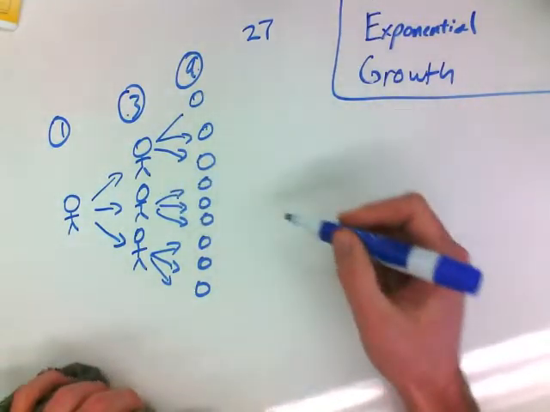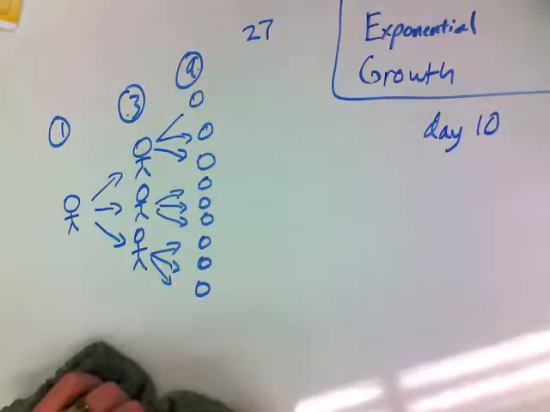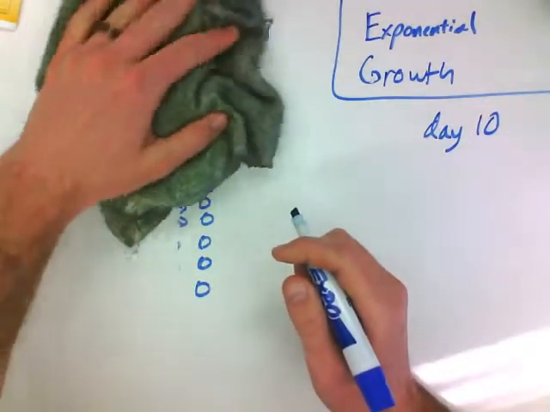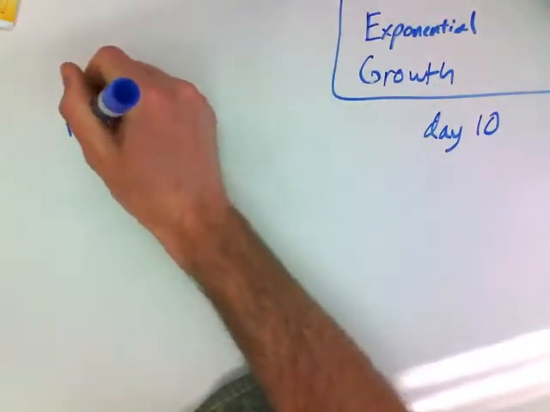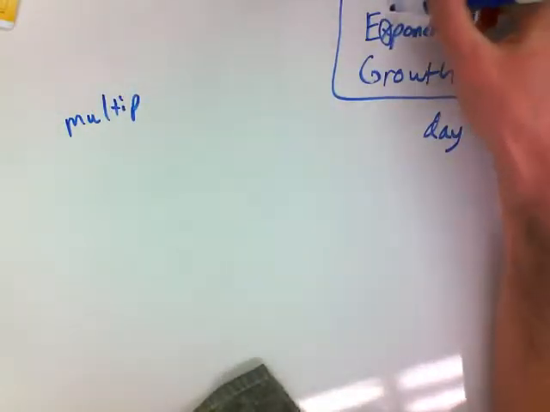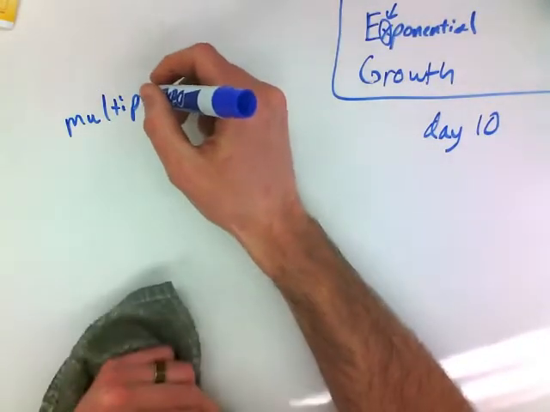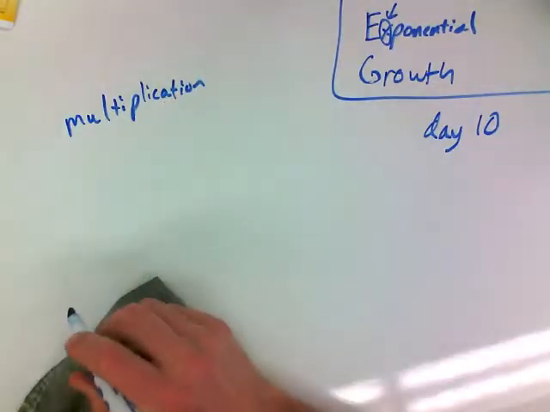So how could I model this? I mean, how many zombies are there on day, let's say, 10? We'd expect a lot of zombies. Well, let's figure it out. Exponential growth is all about multiplication, and the x in exponential kind of reminds us of that. It's a little multiplication sign there helping us out. So it's all about multiplication.